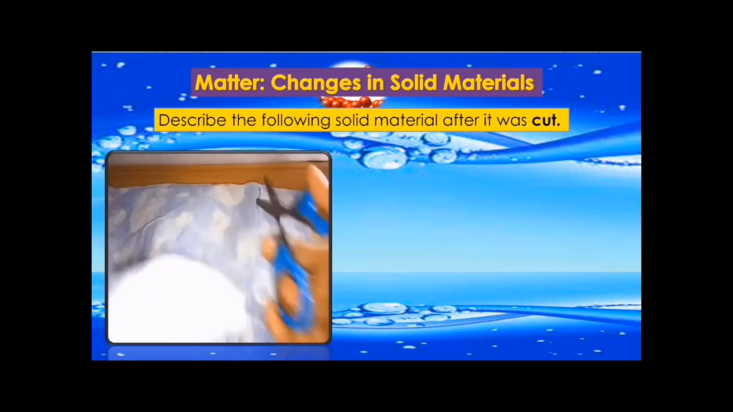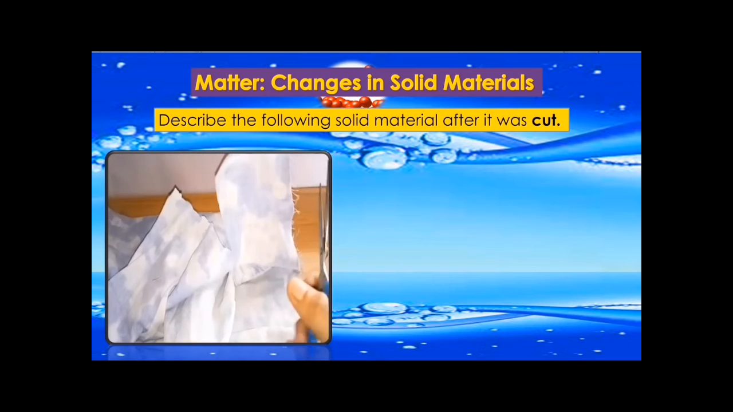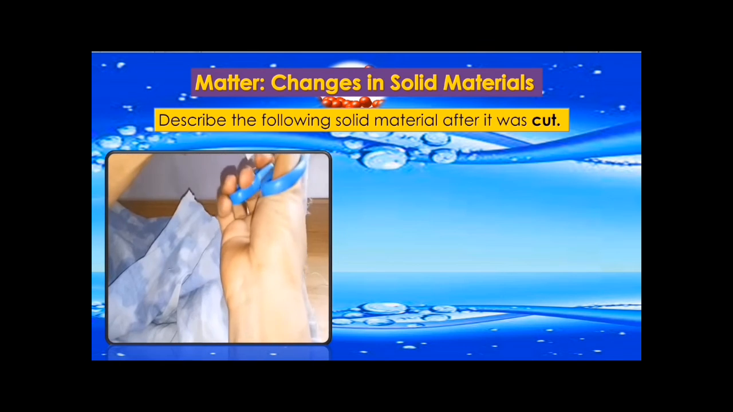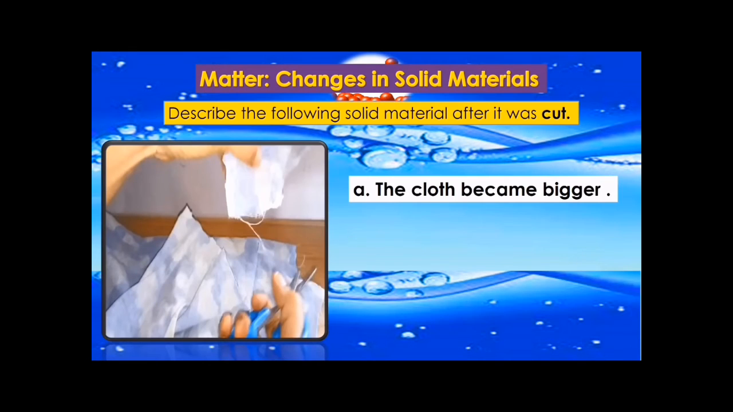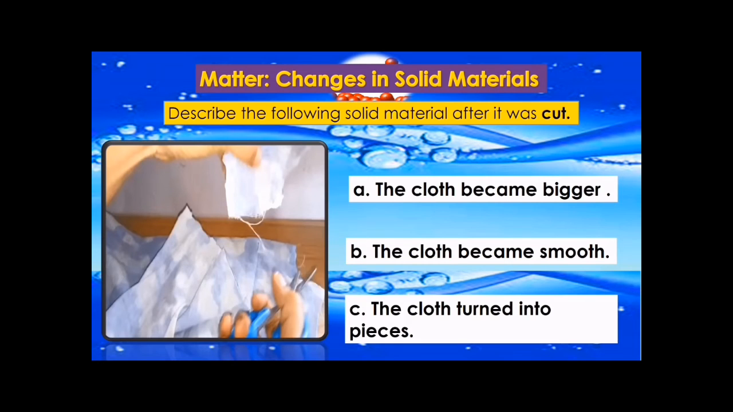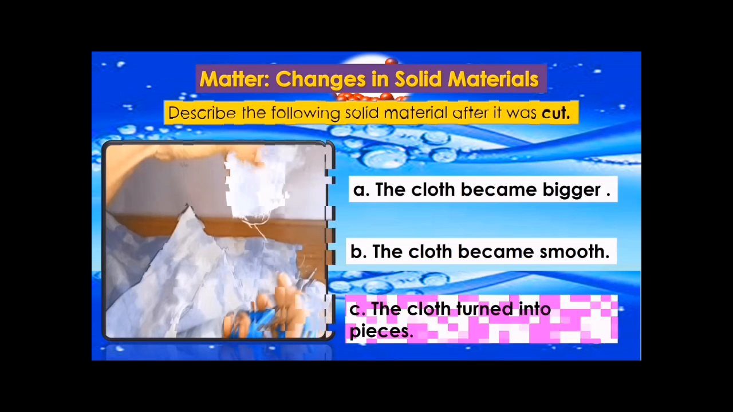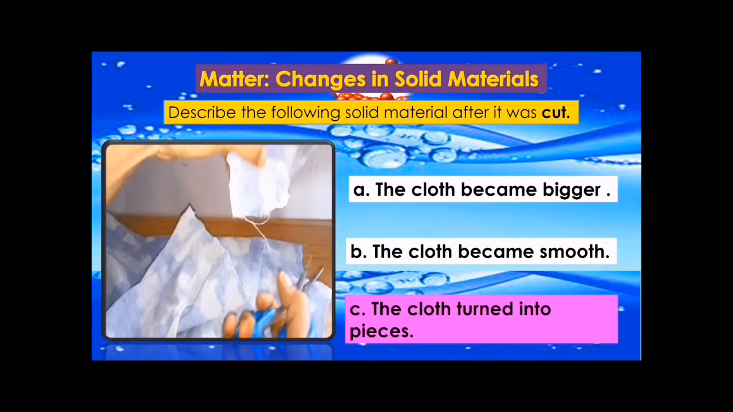Now this time is the cloth after it was cut. A. The cloth became bigger. B. The cloth became smooth. Or C. The cloth turned into pieces. The answer is correct. The cloth turned into pieces.